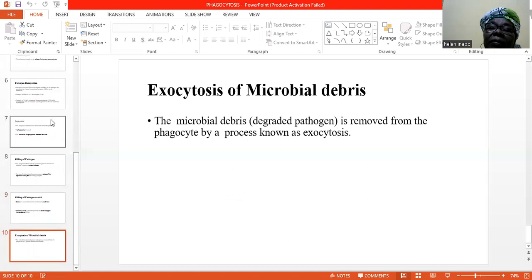When the pathogen is fully destroyed or degraded, the microbial debris that is left is removed from the phagocyte by a process known as exocytosis.